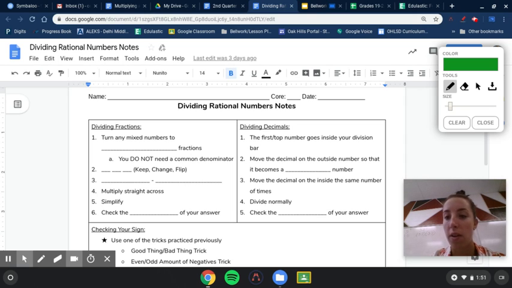Okay, so let's go ahead and start off with the top here. We're going to practice with dividing fractions first. You're going to turn any mixed number into an improper fraction. And you do not need to find a common denominator because you only do that when you're adding and subtracting. Since we're dividing, you don't need to find one. Then you'll do the keep, change, flip because we're dividing fractions. And when you flip, this is what's actually called your reciprocal.